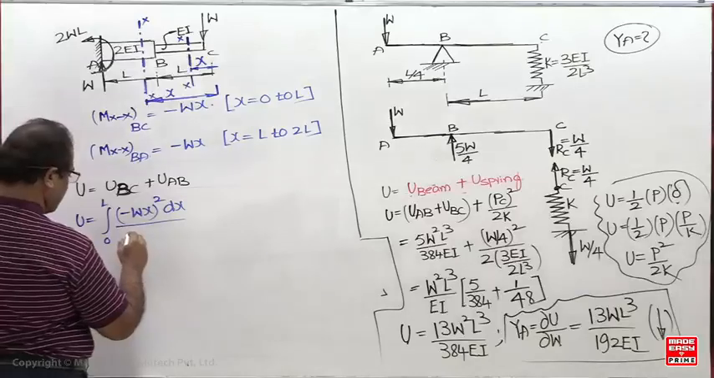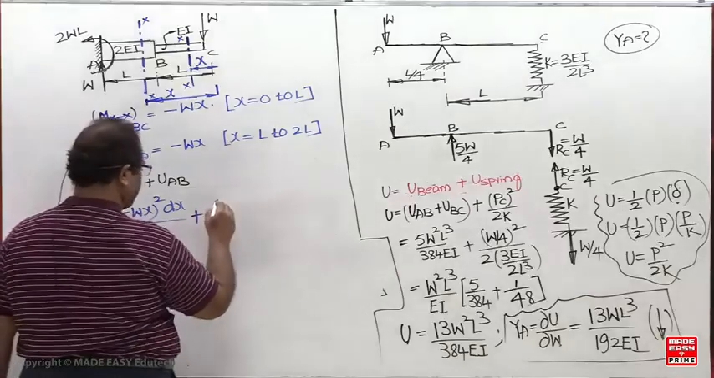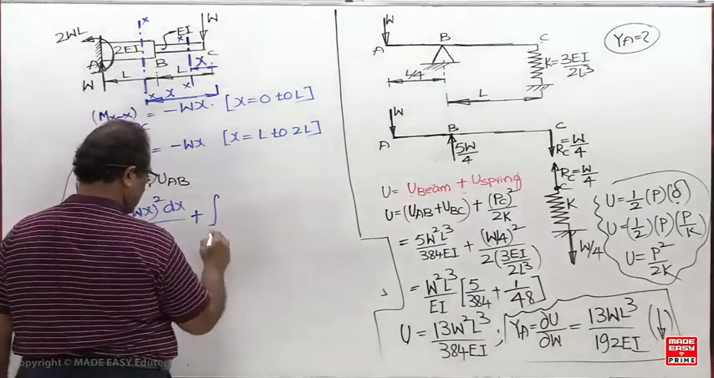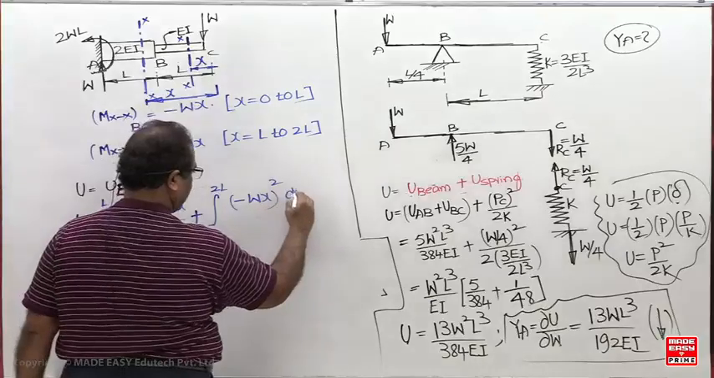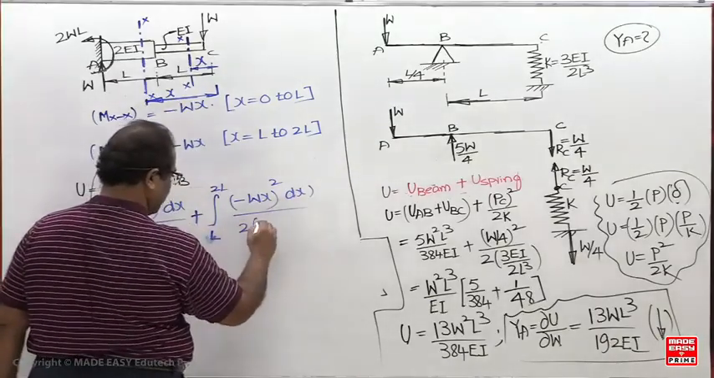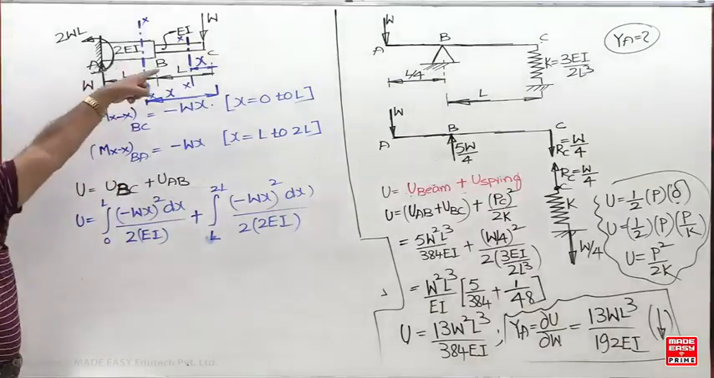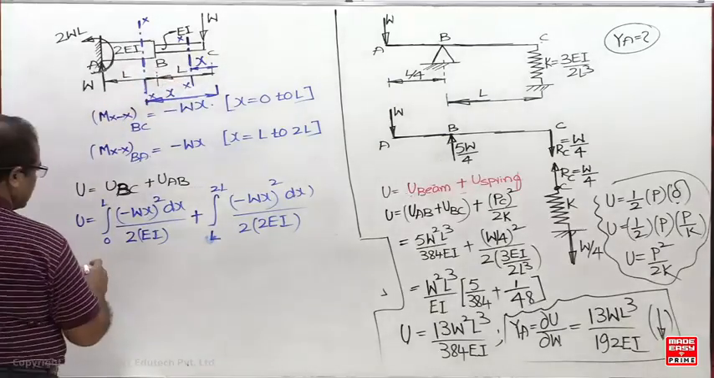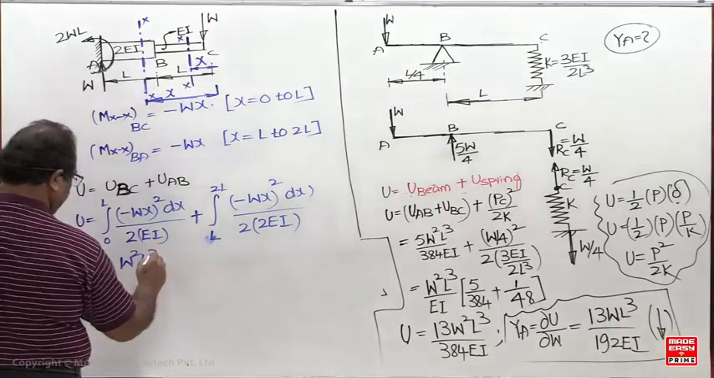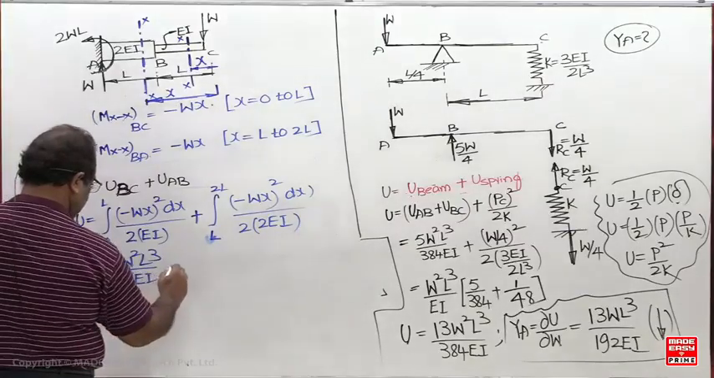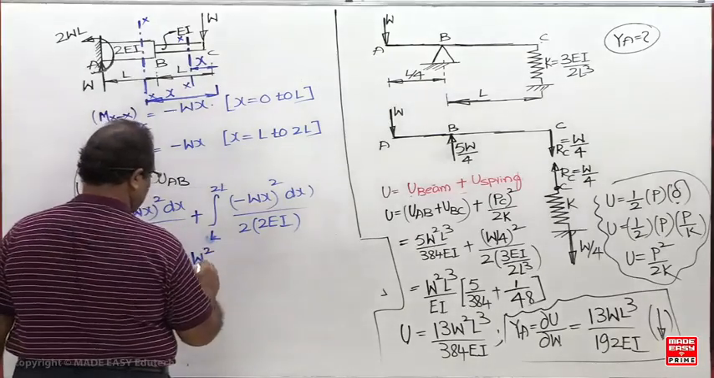What is the flexural rigidity? 2EI. In the second case, what are the limits? L to 2L, and the bending moment is minus WX. But the flexural rigidity is 2EI. So you can complete this integration, then differentiate with respect to W, and you will get the deflection. So it will be six EI, and this is W square by 4EI.